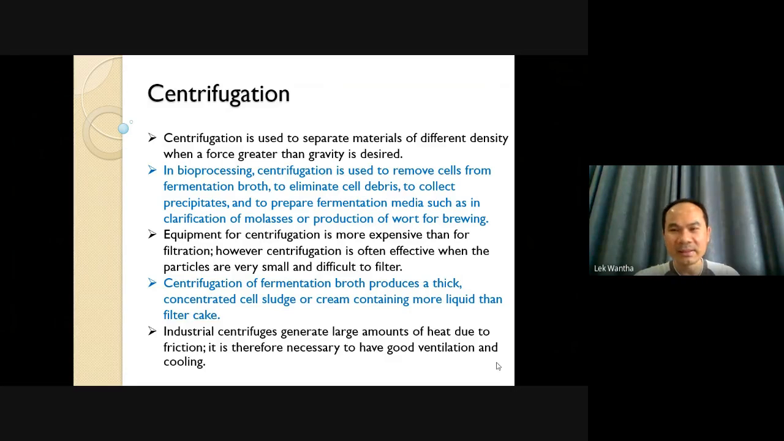Mostly in bioprocessing, we use centrifugation to remove cells from the fermentation broth, because some cells or enzymes are very small in size, especially when you use disruption. In the case of an intracellular product, ก็คือกรณีที่ product ของเรามันอยู่ในเซลล์, you have to disrupt the cell first, ก็คือทำให้เซลล์แตก, and then the substance will release from the cell.